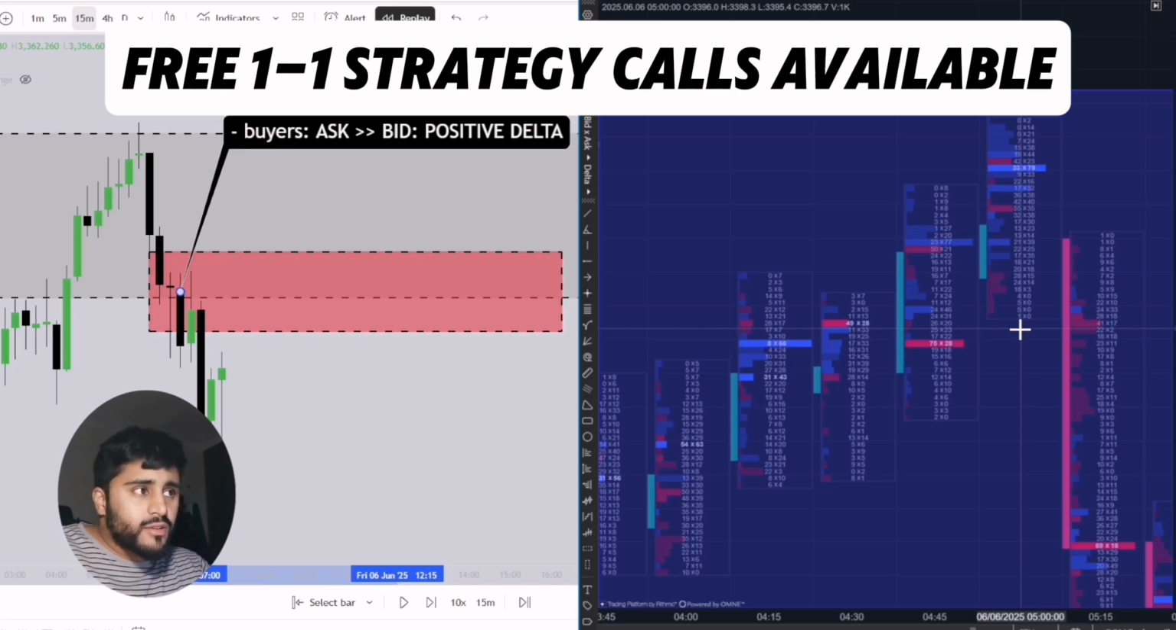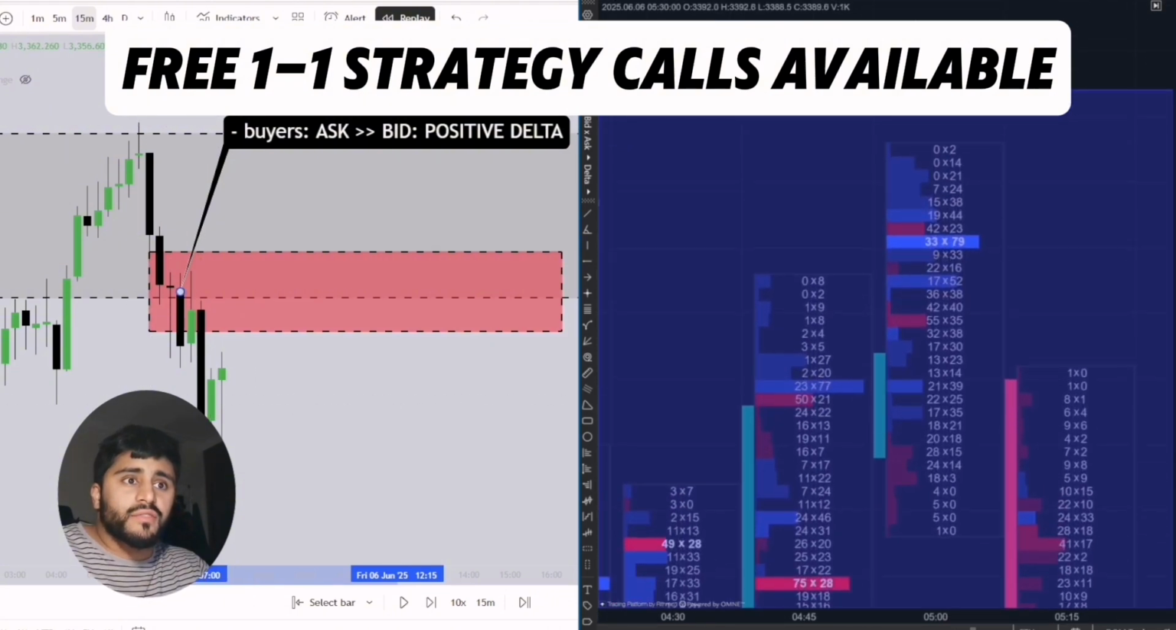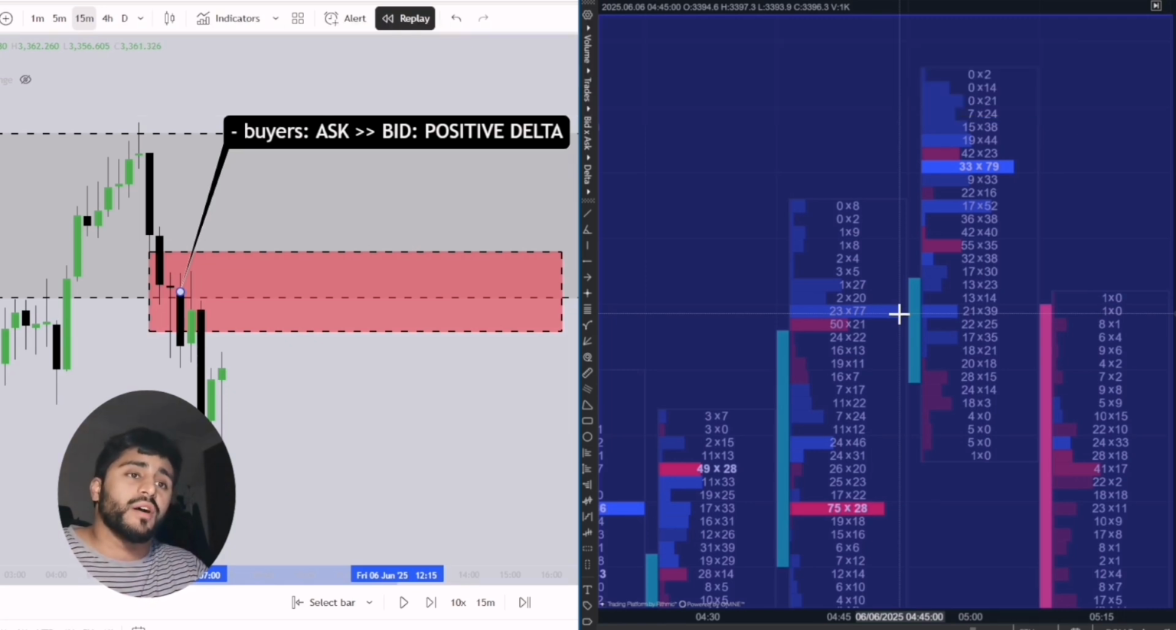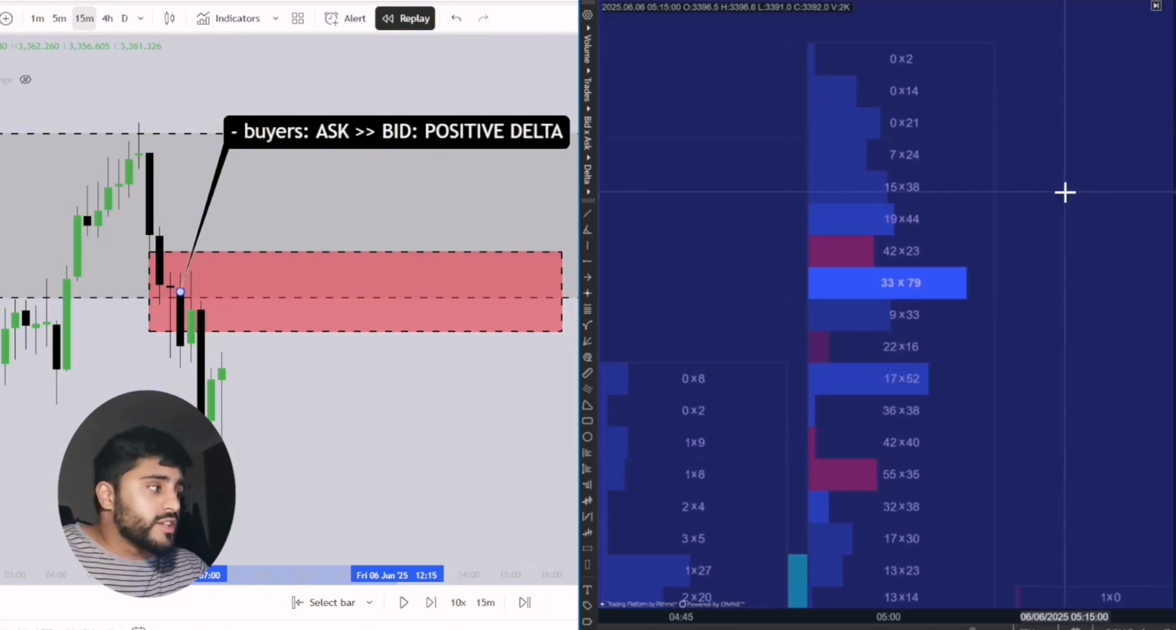If we take a look, we've seen this wick before heading lower. If we go to the order flow footprint charts, we can see significant blue delta. We see delta outliers showing us that there are more aggressive buyers than sellers. 23 for 77, what does that actually mean? What does 33 for 79 mean? What does 17 for 52 mean? What do those three zeros at the top mean?